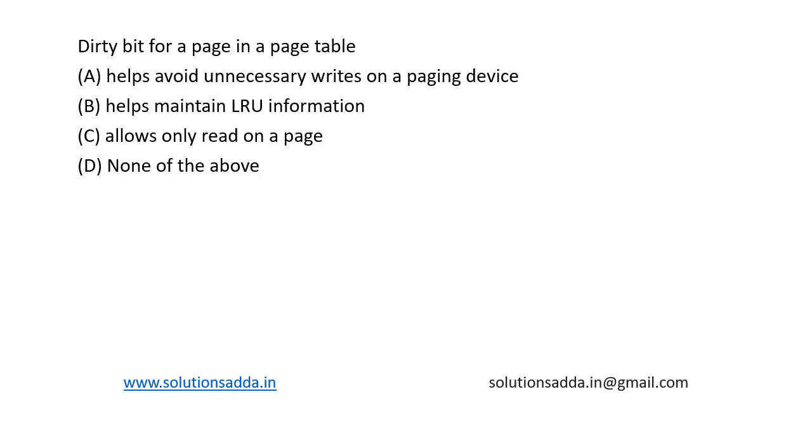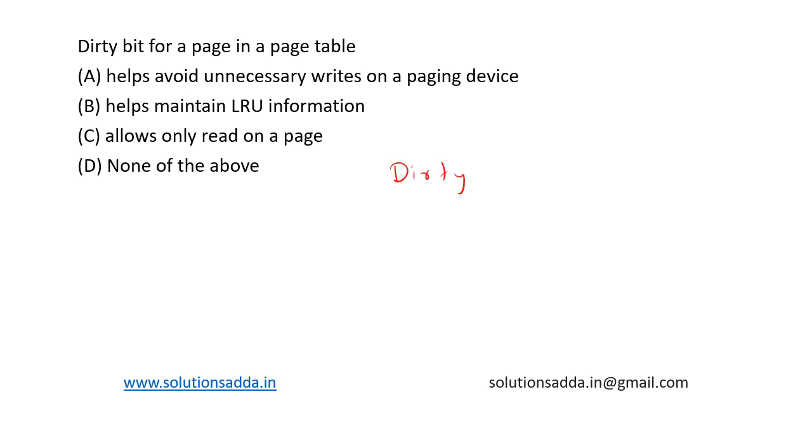This is a question from operating system. Dirty bit for a page table is used for, four options are given. Helps avoid unnecessary writes on a paging device. Helps maintain LRU information. Allow only read of a page. None of the above. Dirty bit is used to keep track whether a page in cache has been modified or not. That is the important point.